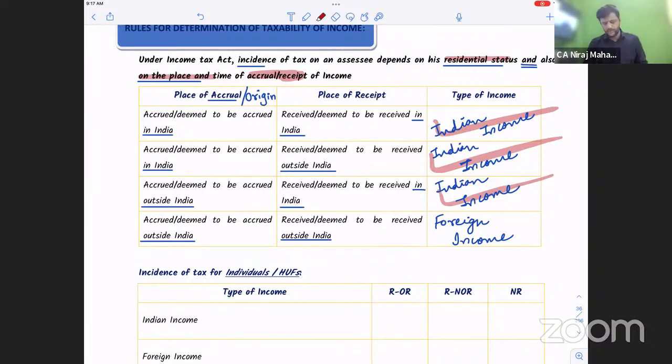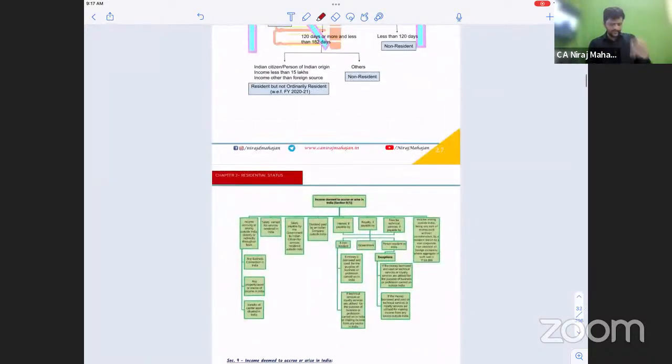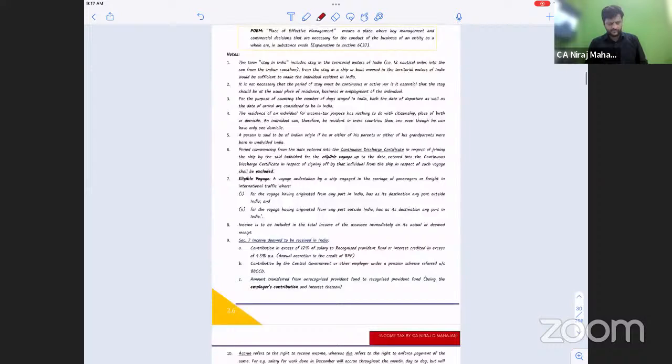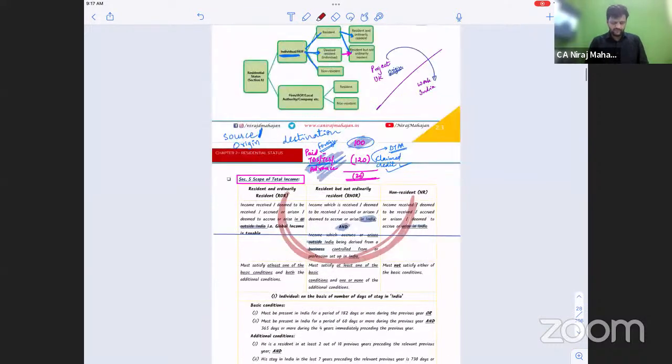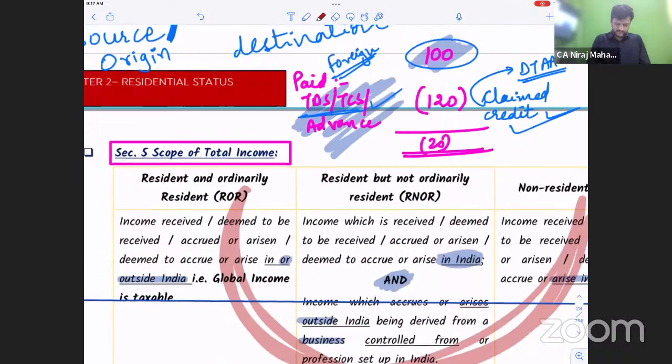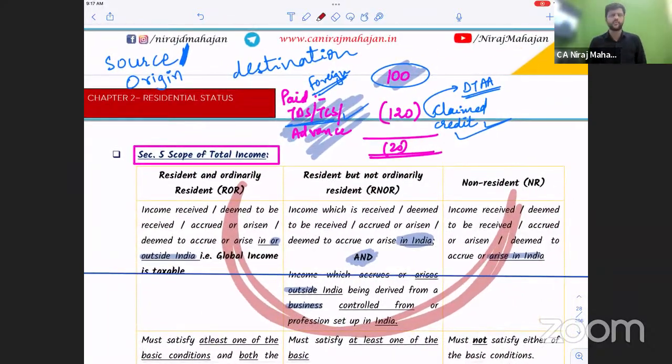If I told you again, go back to that section number 5. This chapter is a little bit tricky compared to the first chapter. If I go again to this page, 2.4, section 5. Can you all see here? What was common for all these three people? What do we tax? Income in India.